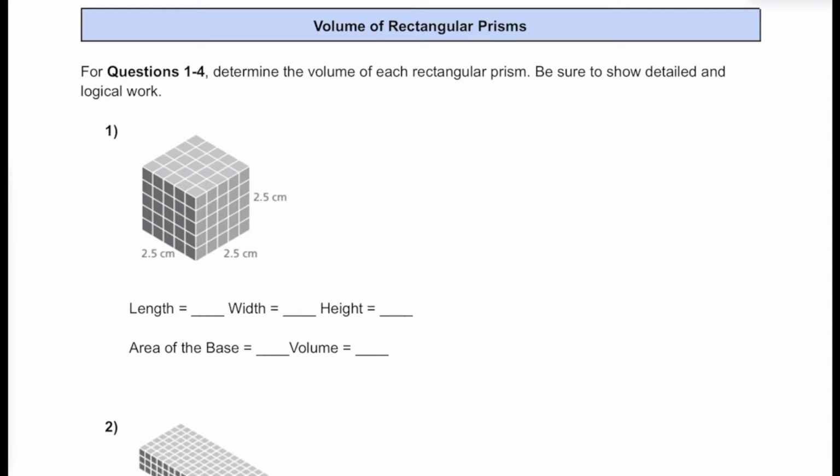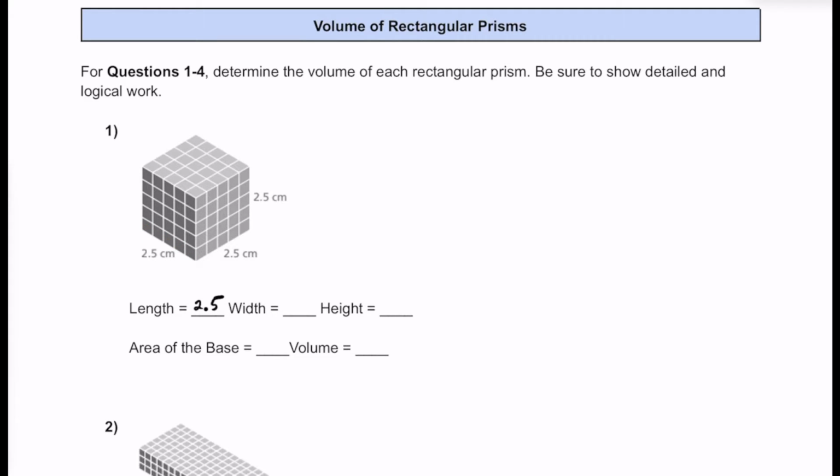Let's practice finding the volume of some rectangular prisms together. Jumping right into it, for number one, you can see all the little unit cubes that are filling up this right rectangular prism. The length here, we can go ahead and say, is going to be 2.5 centimeters. So I'm going to put that in as 2.5. The width here is also 2.5.